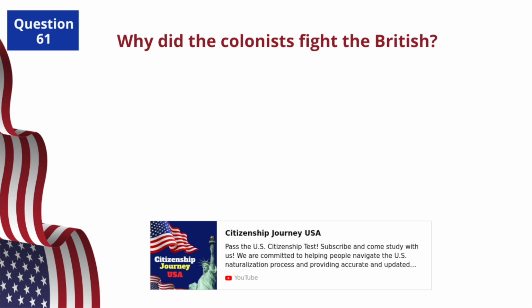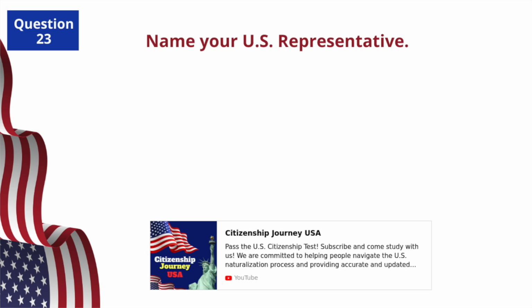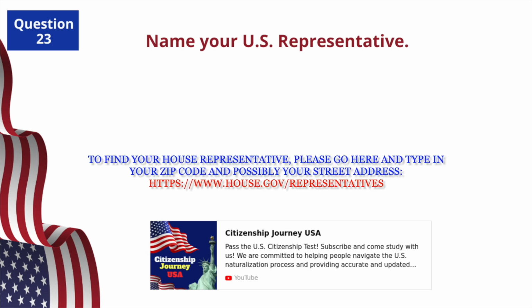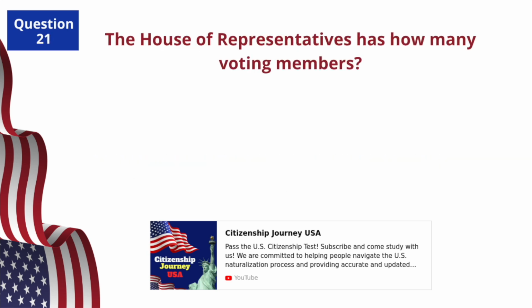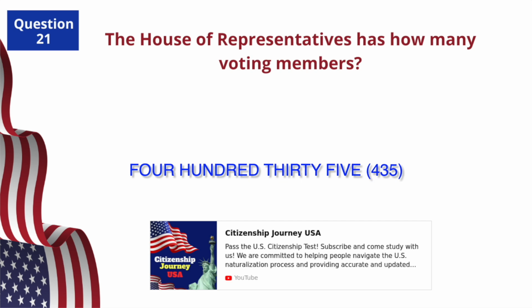Why did the colonists fight the British? Because of high taxes. Name your U.S. representative. The House of Representatives has how many voting members? 435.